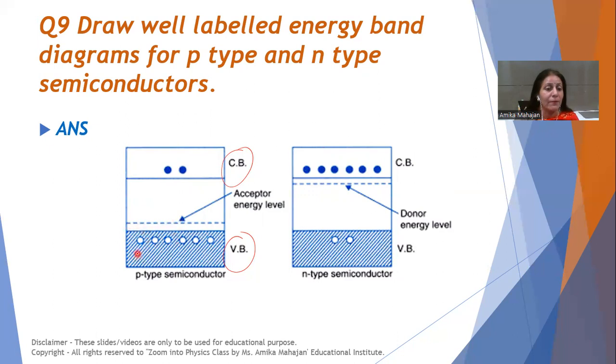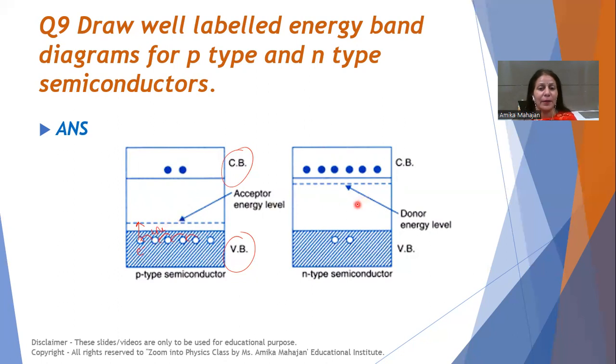Now what happens? When electrons from this valence band jump into this acceptor energy level, then hole is created here, and that hole is filled by neighboring atom by breaking covalent bond. This hole takes up electron from this, leaving behind hole. In this way, hole conducts in valence band because of movement of electrons from valence band to acceptor energy level.